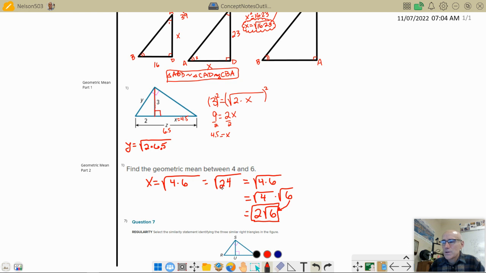This is going to be really close to 5, right? Because the square root of 25 is 5. So, if you stick it in your calculator, probably going to get about 4.9 maybe.